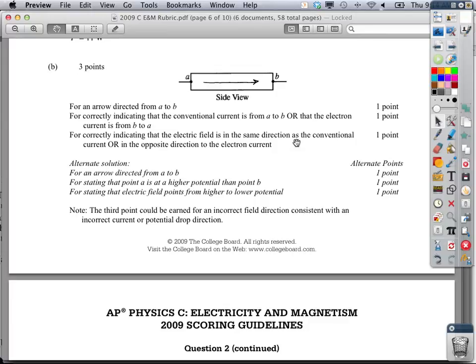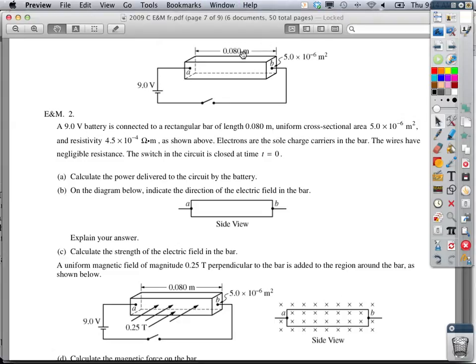It doesn't matter. The electrons go the other way, right? If we go back to here, they tell you electrons are the sole charge carriers in the bar. Isn't that true anyway? Remember we said conventional current is sort of this thing that just exists as a convention. It's not real. There is no movement of positive charges in the circuit. It's the electrons. Well, you know what? Let's answer this question with electrons.